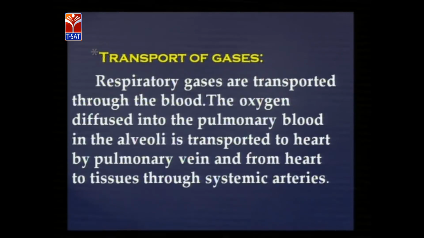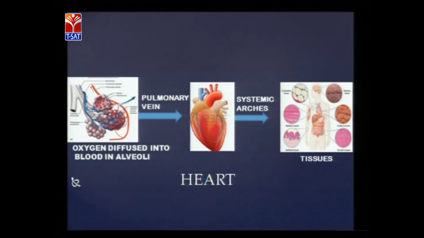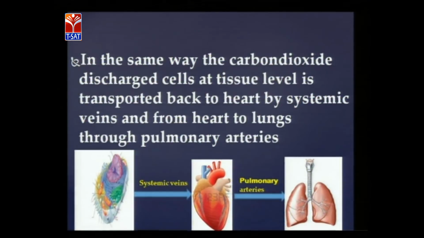And we have also discussed transport of gases, where transport of oxygen and carbon dioxide takes place. The oxygen which is diffused into the alveoli is sent to the heart by the pulmonary vein, and then from the heart it is sent to different tissues present in the body using the systemic arteries. In the same way, the carbon dioxide discharged at tissue level is transported back to the heart by systemic veins, and from the heart to the lungs through the pulmonary arteries.